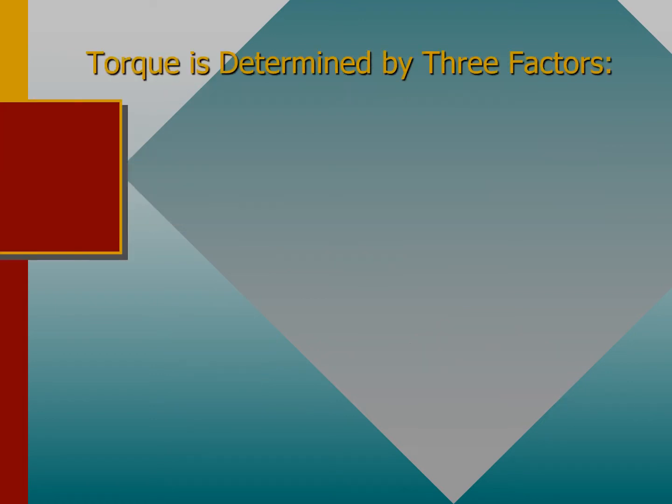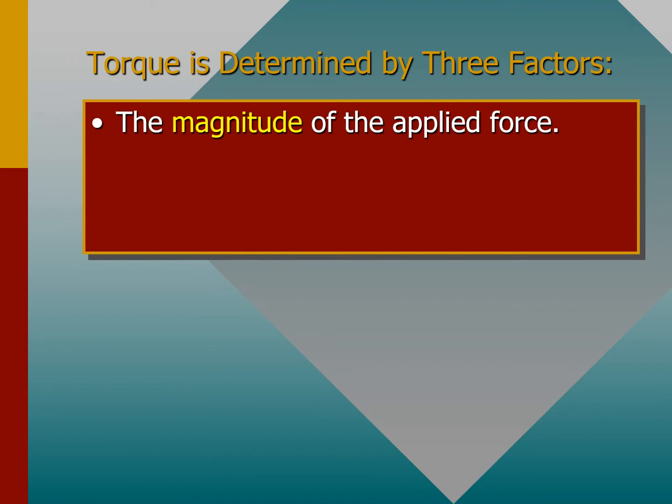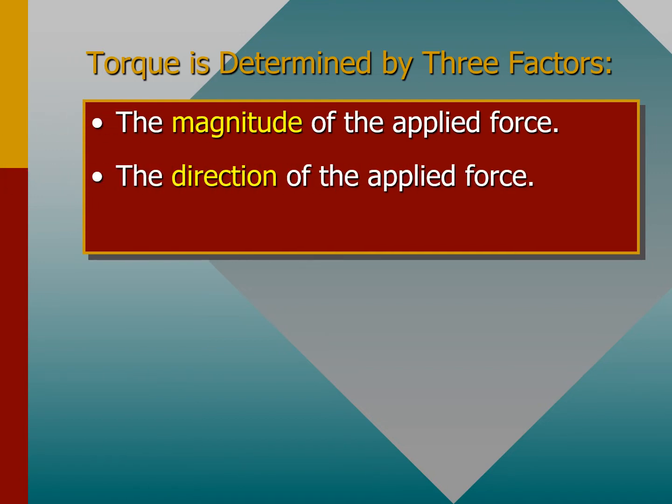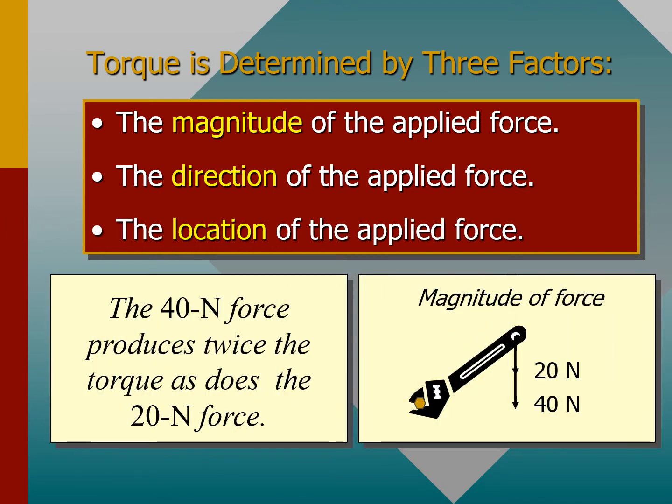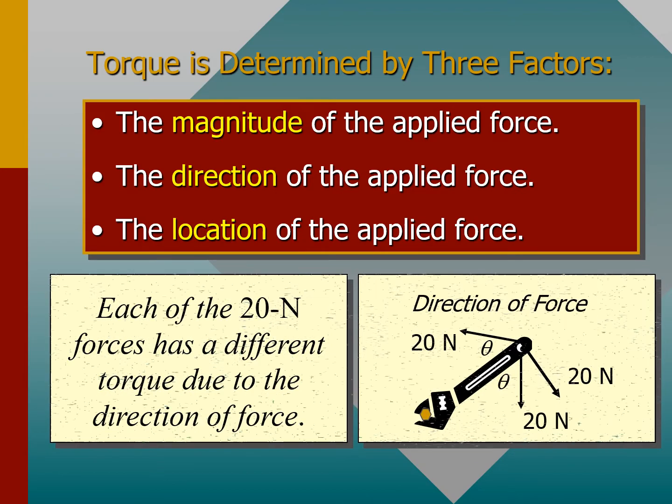Torque is determined by three factors: the magnitude of the applied force, the direction of the applied force, and the location of the applied force. Here a 40 Newton force produces twice as much torque as the 20 Newton force. So here you have a distance, and if the magnitude doubles, then so does the torque.